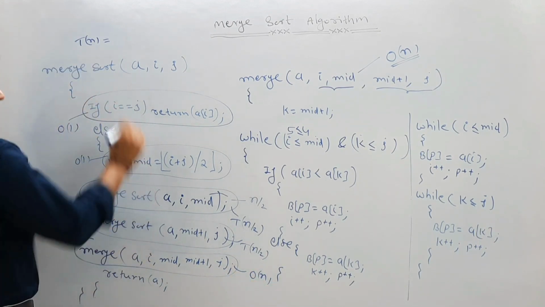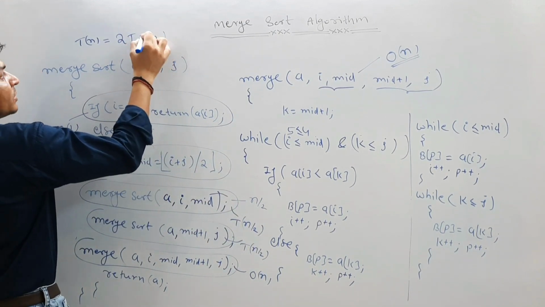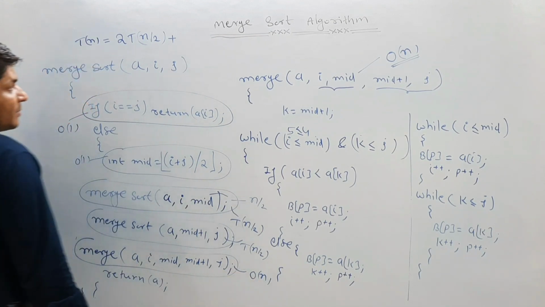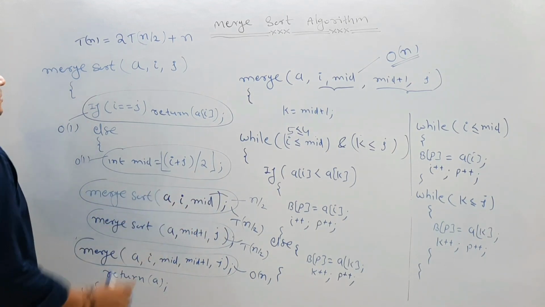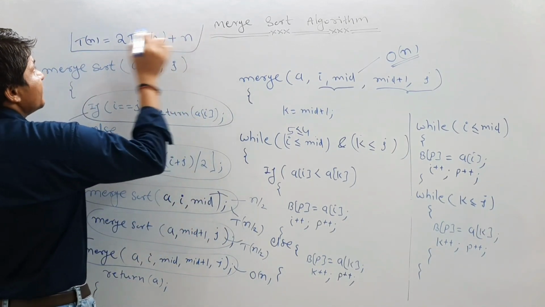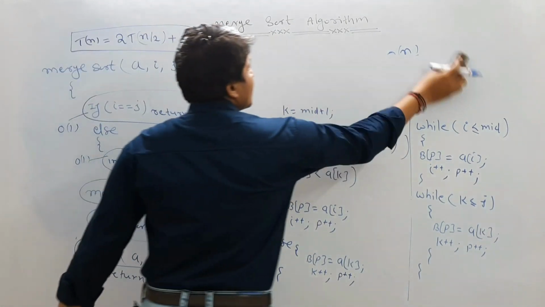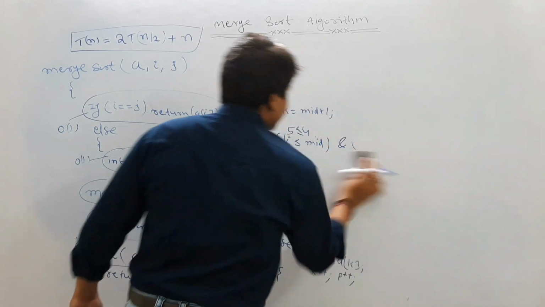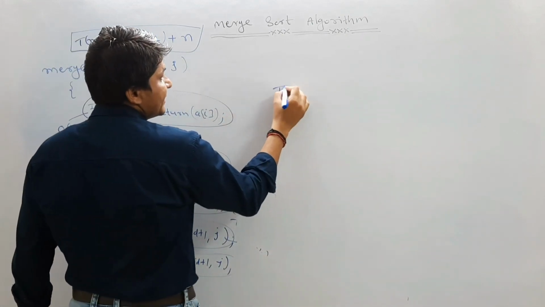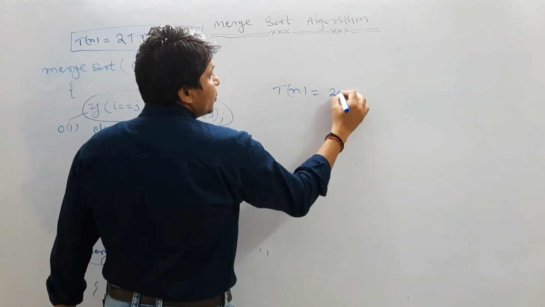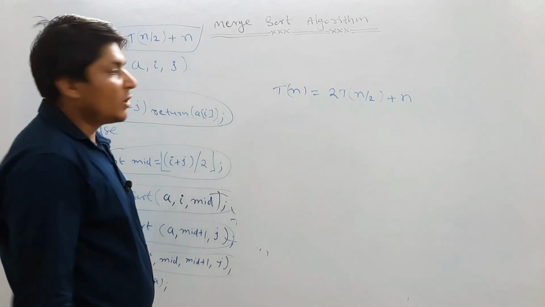Now let me write this: T(n/2) plus T(n/2) is going to be 2T(n/2), correct, plus the time for the merge procedure, which is nothing but n. Now what about the constant? You can ignore the constant, so the constant is not going to affect this recurrence relation. So if you solve this recurrence relation, which is T(n) equal to 2T(n/2) plus n, correct, this is the recurrence relation we got for merge sort.